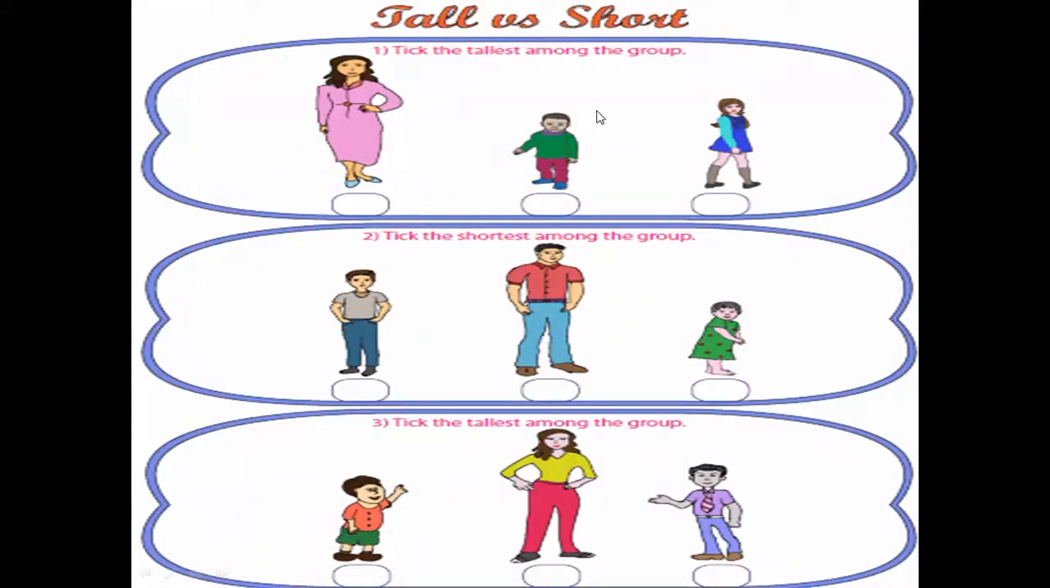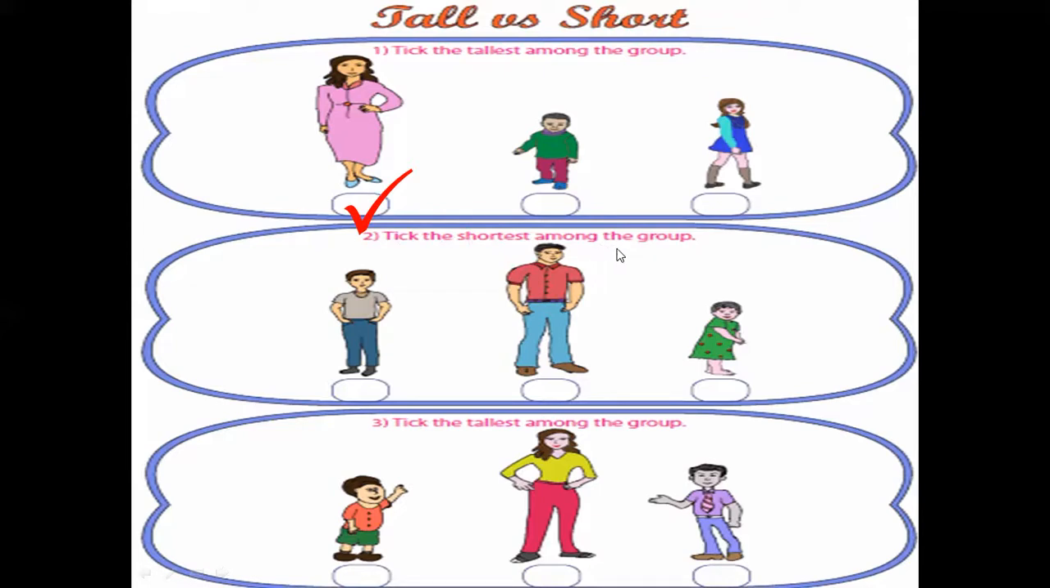Now compare according to these 2 pictures. If we are taking these 2, then the girl is tallest. But if we are taking among these 3 pictures, then look here, this woman is the tallest. This woman is the tallest. So we will take this one. Understood? Now come to the next one.